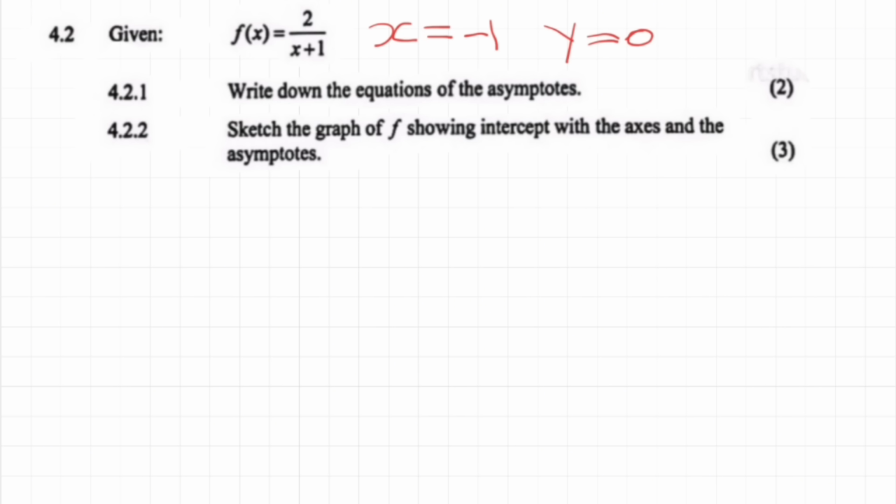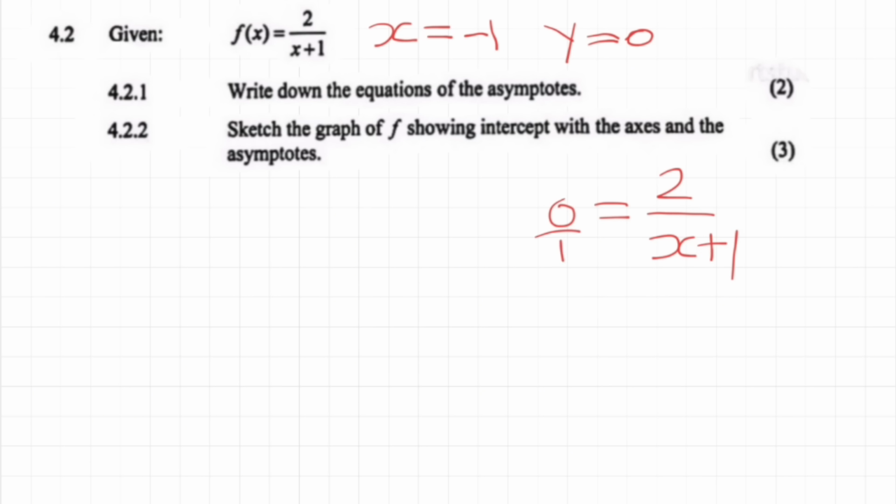So they say, sketch the graph of f and show the intercepts with the axes. So we need to show the x-intercept and the y-intercept. Let's find the x-intercept first. How can we find the x-intercept here? We need to let y be equal to 0. If we put 0 here, 2 over x plus 1.